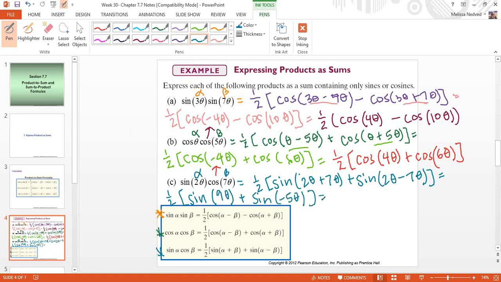And my last step, we know we can't leave an angle negative, and we haven't worked with a sine yet in this lesson, but sine is an odd function, meaning if we put a negative angle in sine, we don't just get rid of it like we do with cosine, we make that whole term negative. So instead of it being plus sine of 5 theta, we have a minus sine of 5 theta. So my final answer will be 1/2, my first term stays the same, sine of 9 theta, then minus sine of, and there's our positive 5 theta.